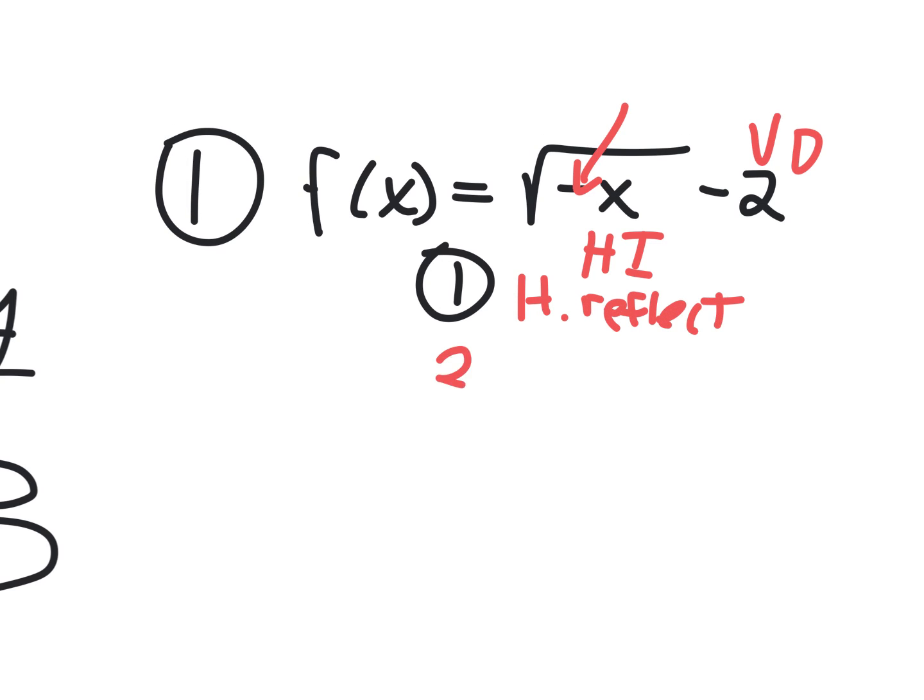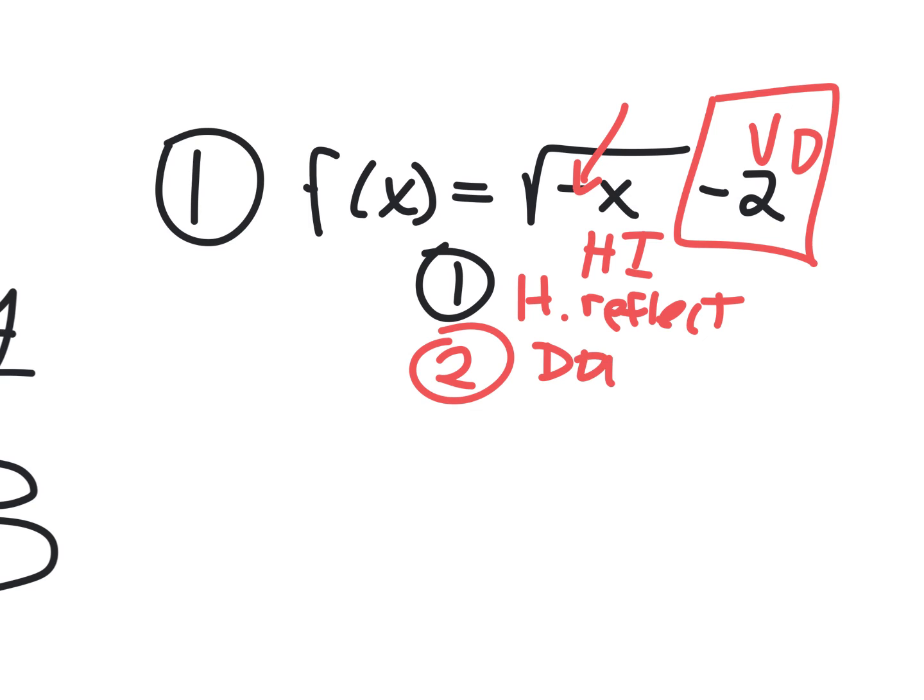Horizontal reflect, and number 2, I don't need you to say vertical down. Down is just down, down 2. Some teachers actually require you to say the vertical translation of 2. But it's so much easier to just say down 2, and it means down 2. So there's your 2 answers.